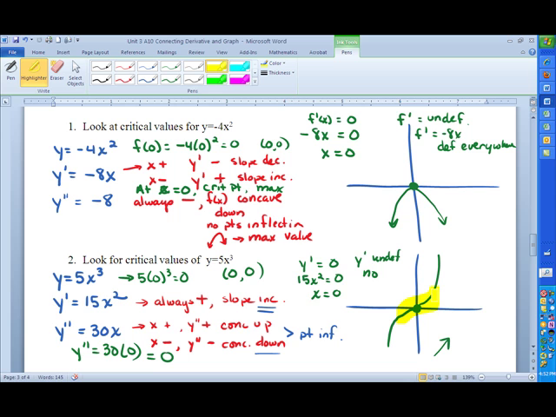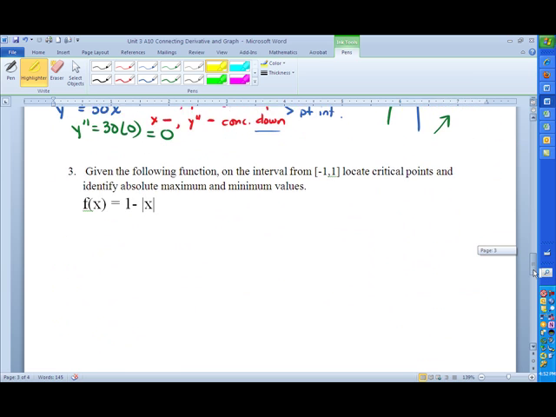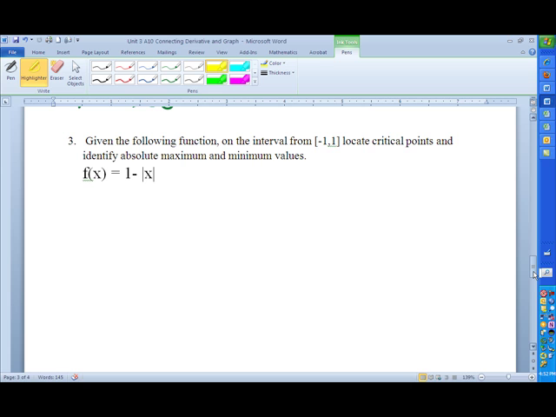So that's the basic idea of finding critical points, using concave up and concave down to help you determine things about the company. Now let's take a look at number 3, and that is that sometimes it's difficult to do the critical points because things are undefined. Let's take a look at the graph of f of x equals 1 minus the absolute value of x.